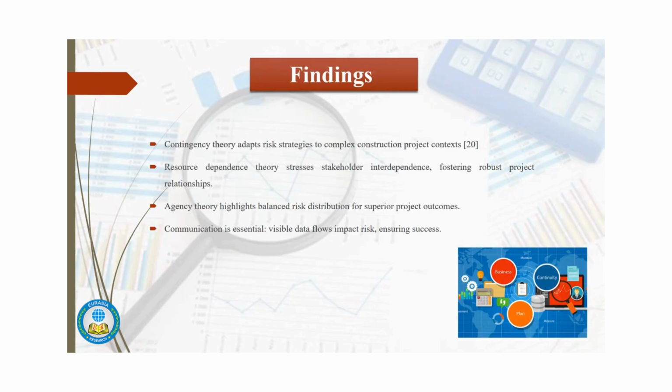So the findings underline the necessity of the contingency theory in recommending adaptive risk management strategies exceptionally customized to the complexities of construction projects. The findings assert the higher depth of agency theory considering risk allocation within the construction area. The examination upholds the relevance of resource dependence theory, especially its significance on stakeholders' interdependence in the area of construction industry.